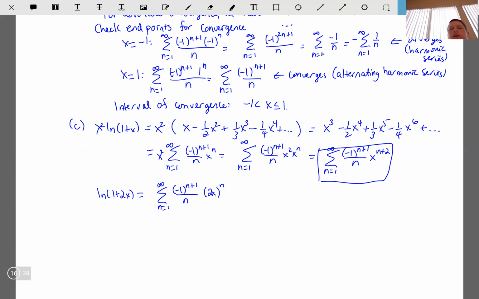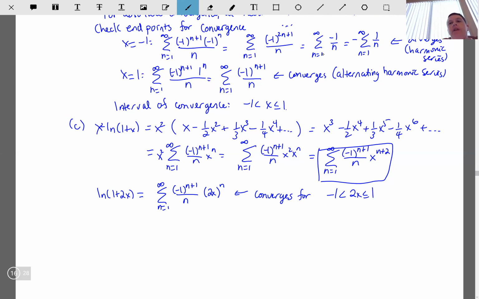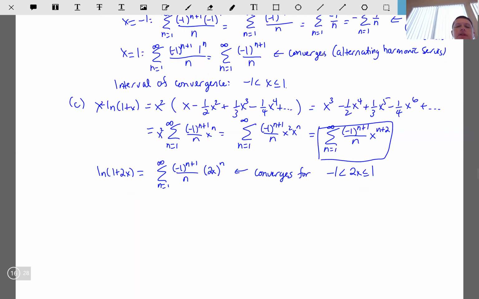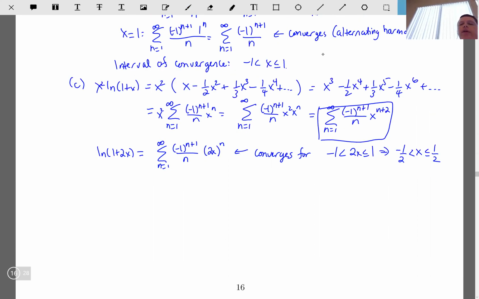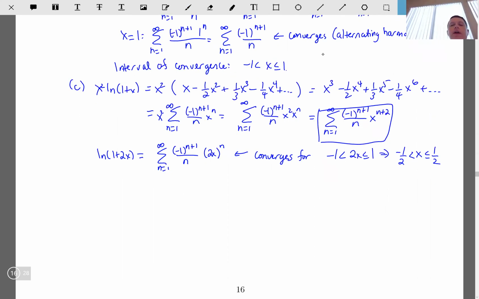Now, where is this one going to converge? This one's going to converge if negative 1 is less than 2x is less than or equal to 1. So that's kind of an important thing to note here, that the interval of convergence is going to change a little bit, right? So for this one, x is going to be greater than negative 1/2 and less than or equal to a half.